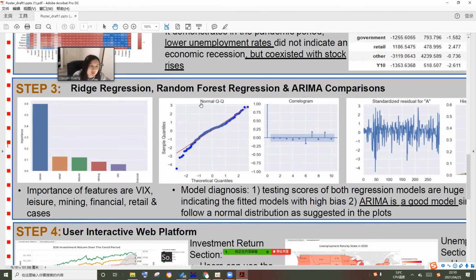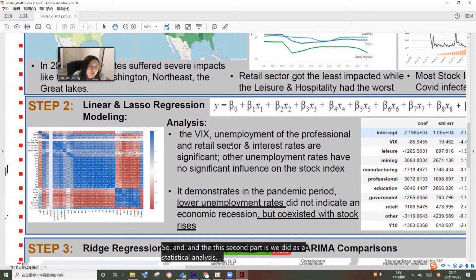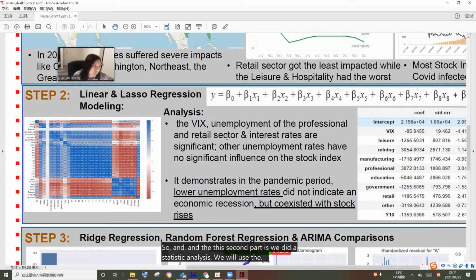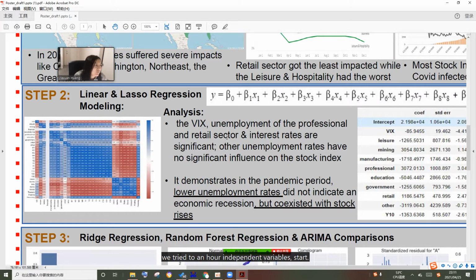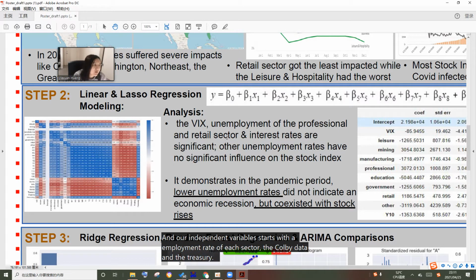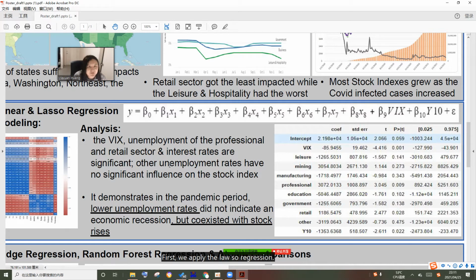The second part is we did a statistical analysis. We used the Nasdaq index as our outcome variable, and our independent variables are the unemployment rate of each sector, the COVID data, and the Treasury purchases. First, we applied the lasso regression as a feature selection method, which left us with 10 independent variables.